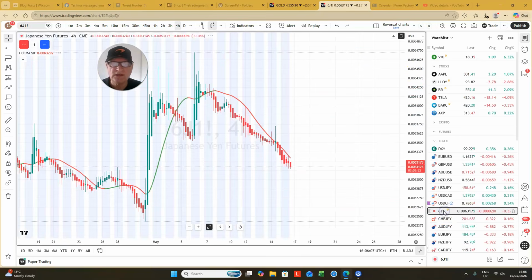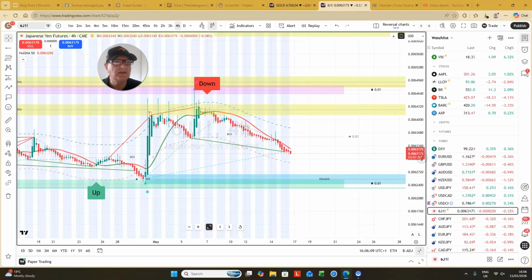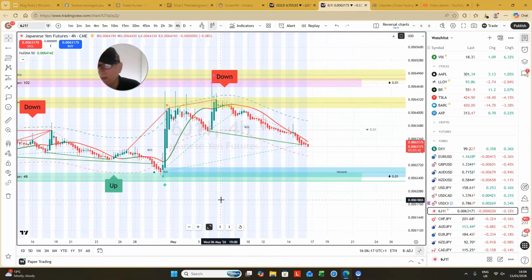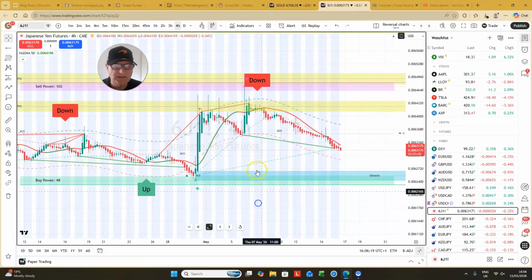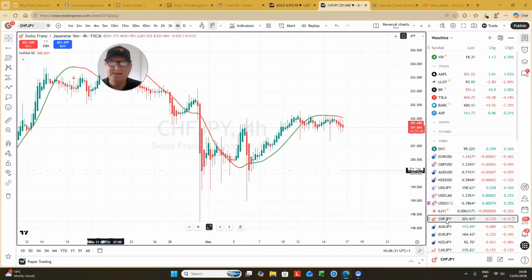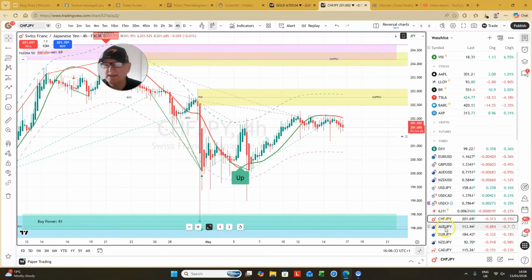So I haven't seen these charts today, so let's have a look. The yen futures looking weaker, which means there could be opportunities to buy into the yens, because this demand area here is very, very weak. So this can be ignored. The price is highly likely to continue down past this. So we're looking for buys into the yens.